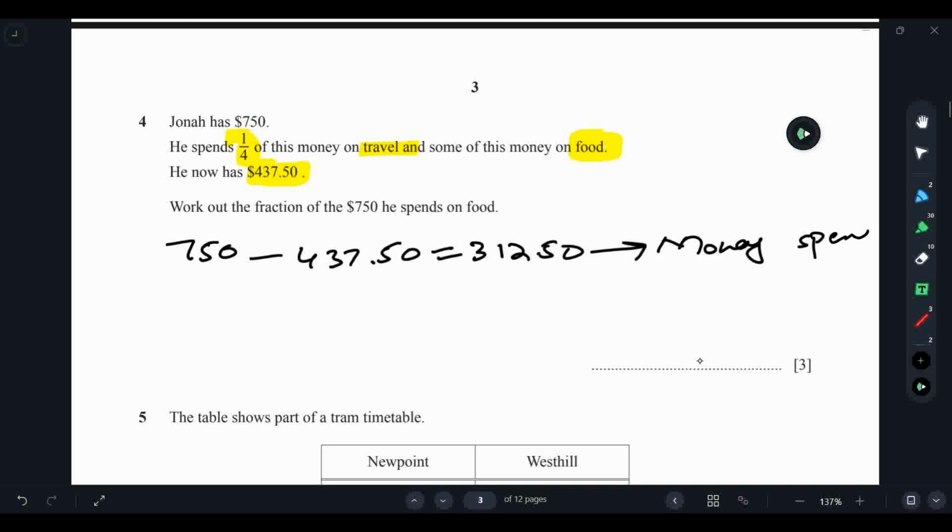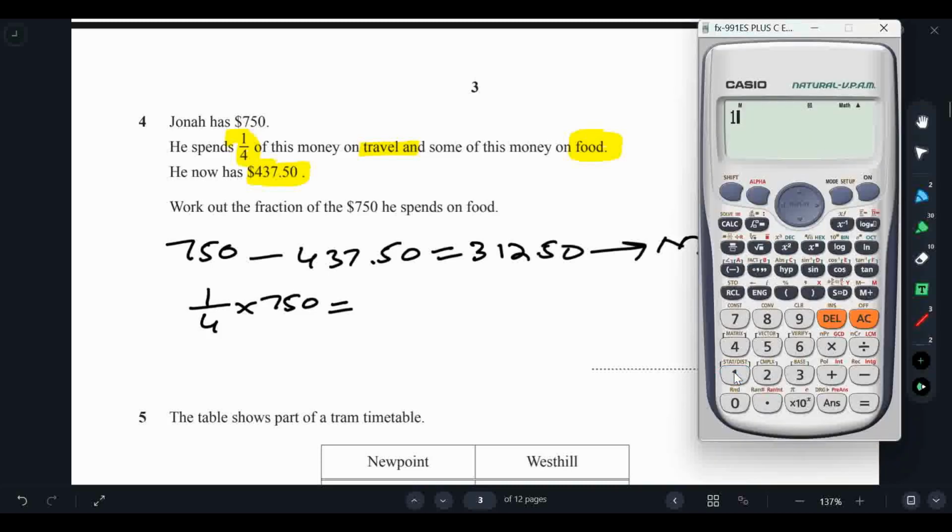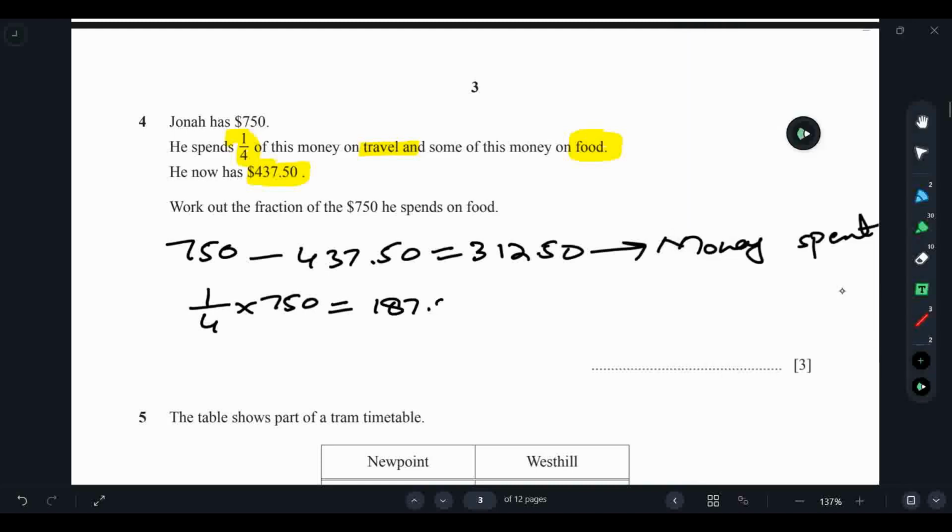Now they say that he spent 1/4 of his money on travel. So for travel, we need to find 1/4 of his money. His total amount is 750. So we need 1 divided by 4, multiplied by 750, which equals 187.50. This is the amount he has spent on travel.